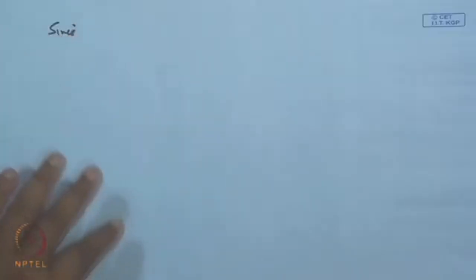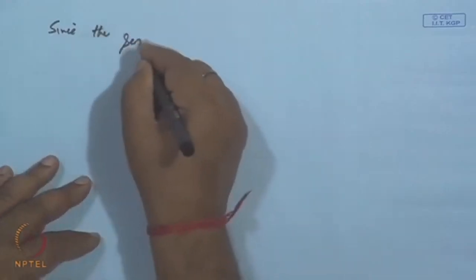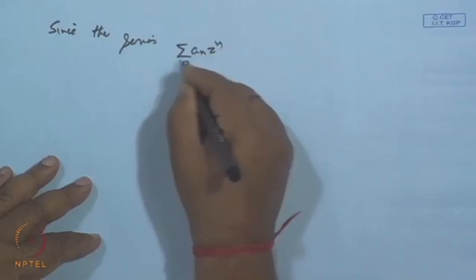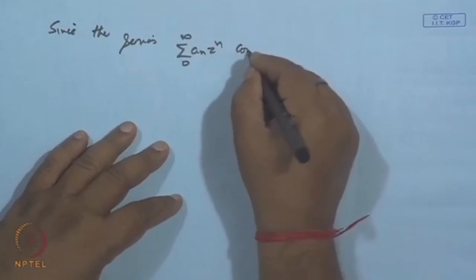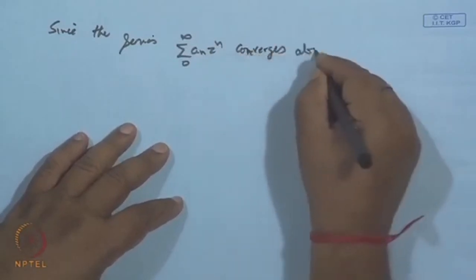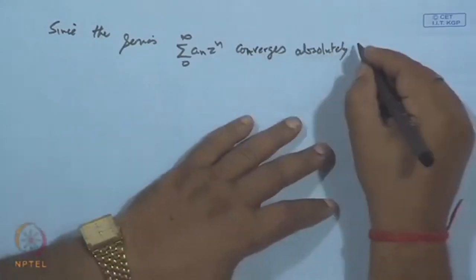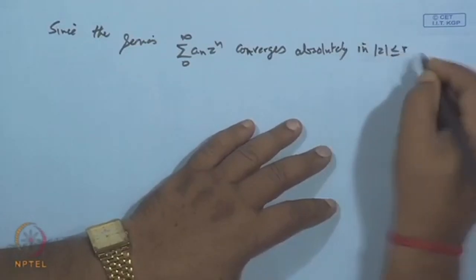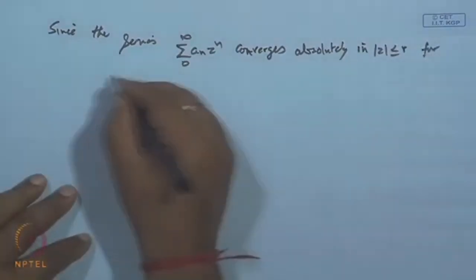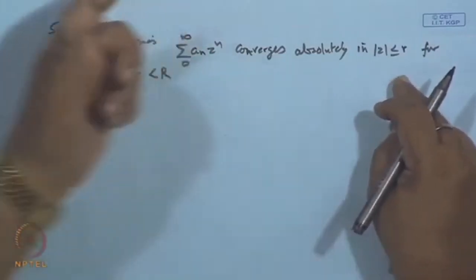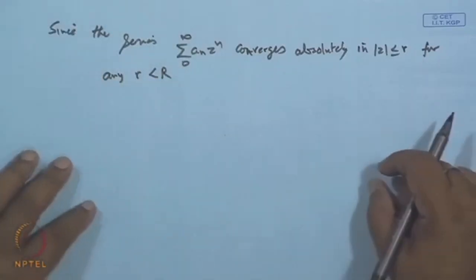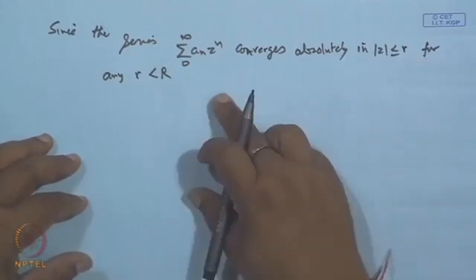Now, since the series Σ a_n z^n, n from 0 to infinity, converges absolutely inside the circle |z| ≤ r', for any r' strictly less than r, because this was already shown: the series is not only convergent, it converges absolutely everywhere inside a circle. So, we take the circular disk with a radius which is strictly less than r.